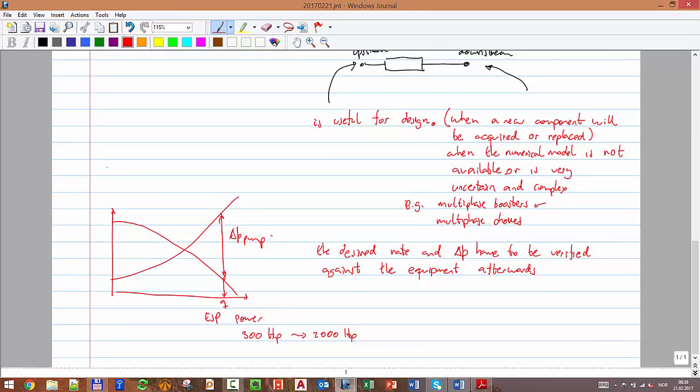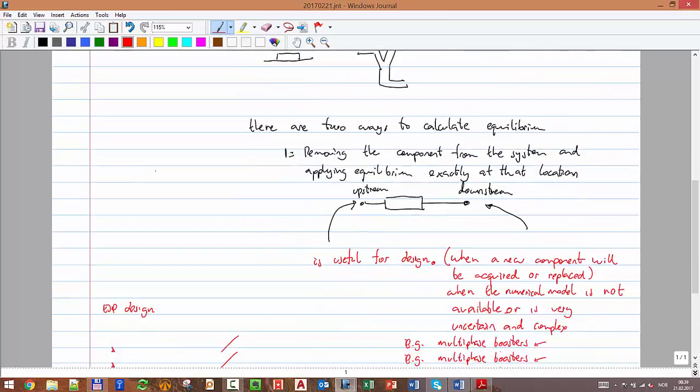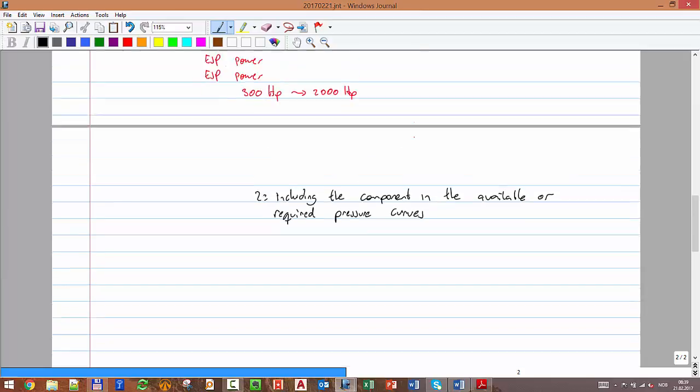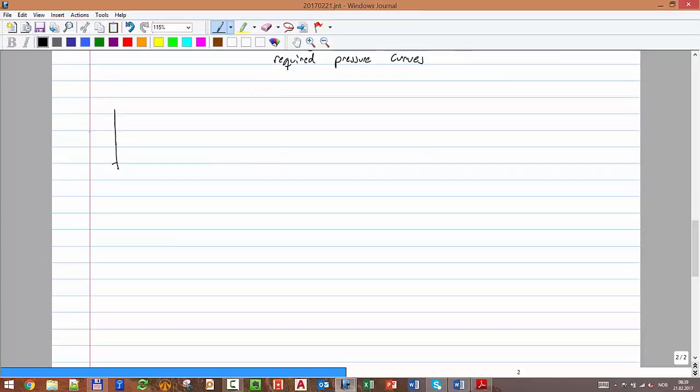So that's ESP design. And don't worry, we are going to have an example later, but just to show you that there are two ways. One of them, I remove the equipment. The other way is that I include an existing component, that I know its equation, I know how to model it. The second option is including the component in the available or required pressure curves. Okay. Let's say for our particular case, let's again draw the well.